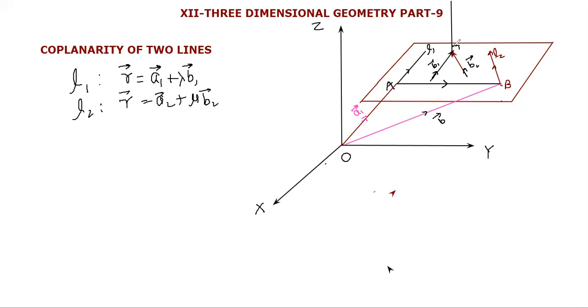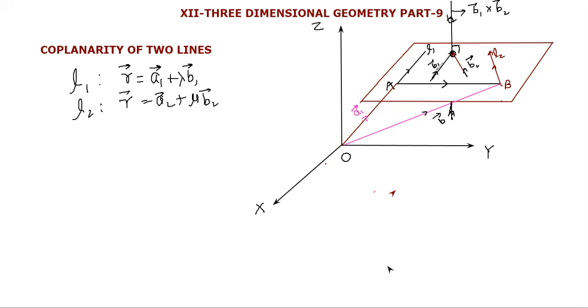It is perpendicular to the plane also. You can say this is the normal to the plane, and it is coming out from the plane like this. This is the perpendicular on the plane which shows the direction. This is represented by b1 cross b2.